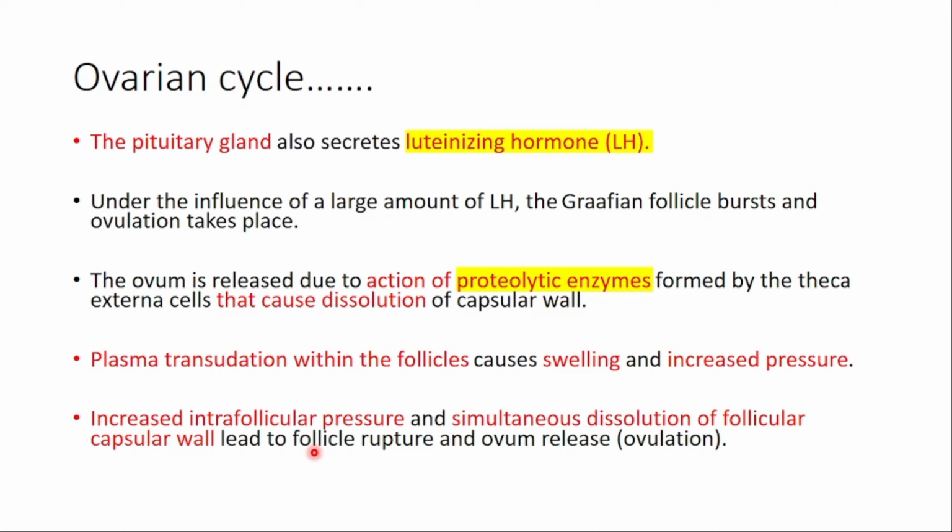So proteolytic enzymes like plasmin, metalloproteinases, and collagenases cause the Graafian follicle walls to weaken and rupture to release the ovum. And also plasma transudation within the follicles causes it to swell and also increase the pressure within the follicle. An increased intrafollicular pressure with simultaneous dissolution of the follicular capsular wall lead to the follicle to rupture and release the ovum.